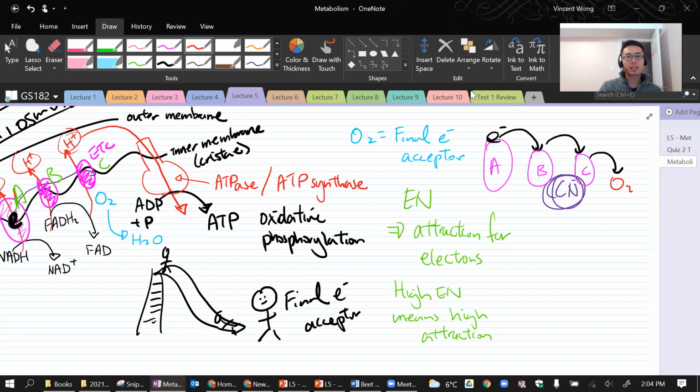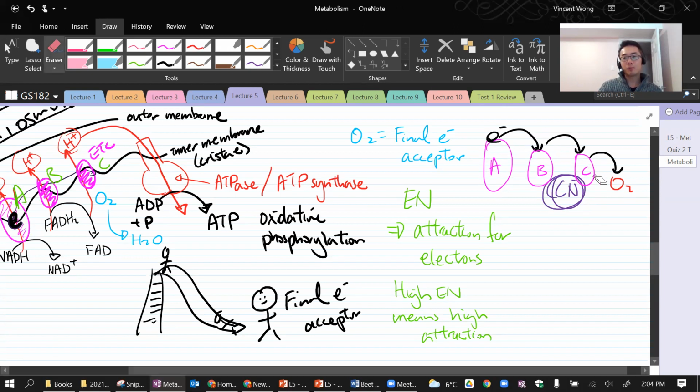If you use that paper clip analogy, normally oxygen will be able to pull the paper clip off from C, but in the presence of CN, because CN is now the strongest magnet, oxygen is no longer the strongest. The paper clip will be stuck to the CN. In the same way, the electron will now be stuck to the cyanide. Oxygen will no longer be able to pull it down. So now you have all these electrons stuck to the ETC because the CN is stuck to the ETC.